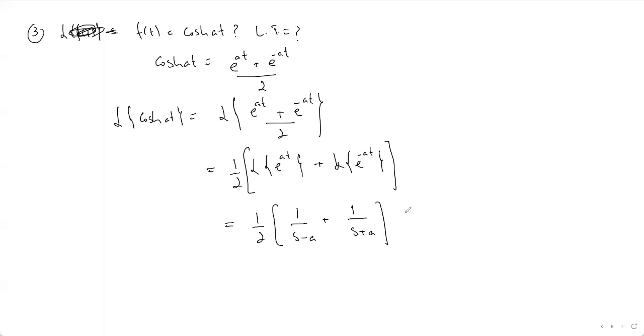On further simplification, you will say that this is s plus a, s minus a, minus a minus a. So it is twice s. 2 and 2 will get cancelled. It will be s divided by s square minus a square. Right? So this is the Laplace transform of cos hyperbolic at. Now similarly, you can find out the Laplace transform of sine hyperbolic at, right? This is an assignment for you. Okay, fine.